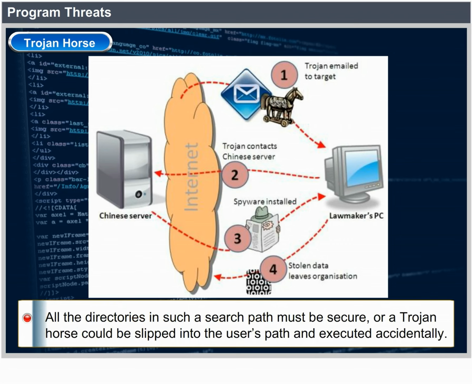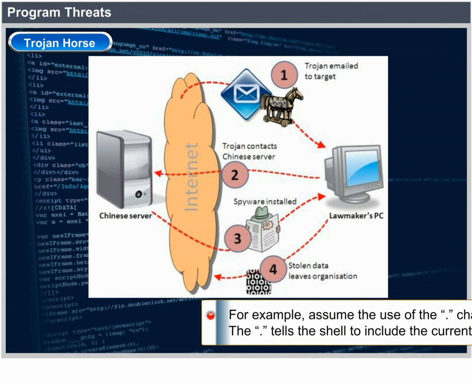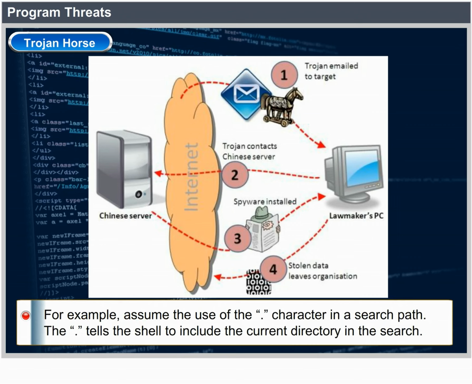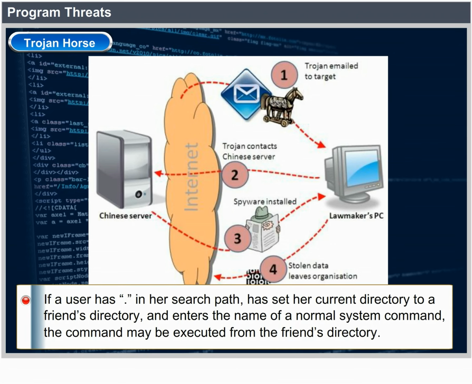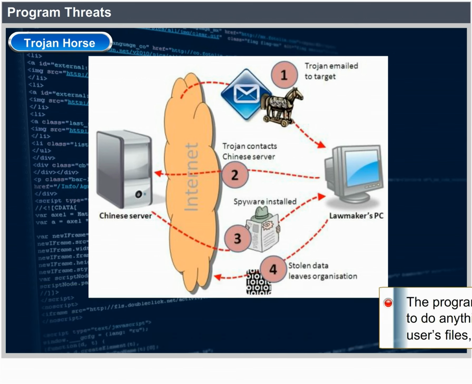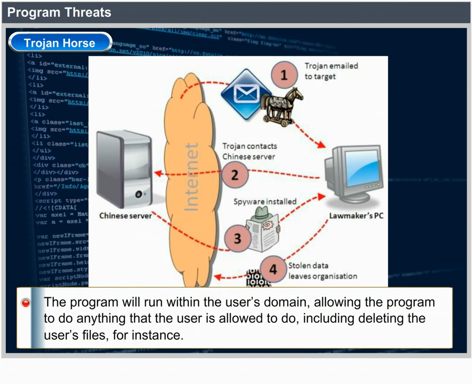For instance, consider the use of the dot character in a search path. The dot tells the shell to include the current directory in the search. Thus, if a user has dot in her search path, has set her current directory to a friend's directory and enters the name of a normal system command, the command may be executed from the friend's directory. The program will run within the user's domain, allowing the program to do anything that the user is allowed to do, including deleting the user's file, for instance.